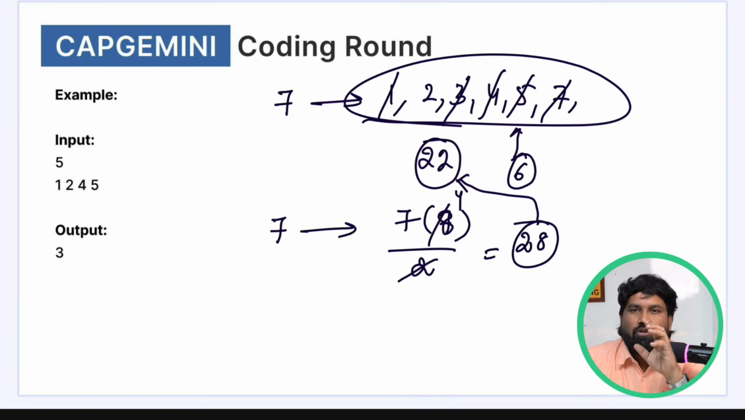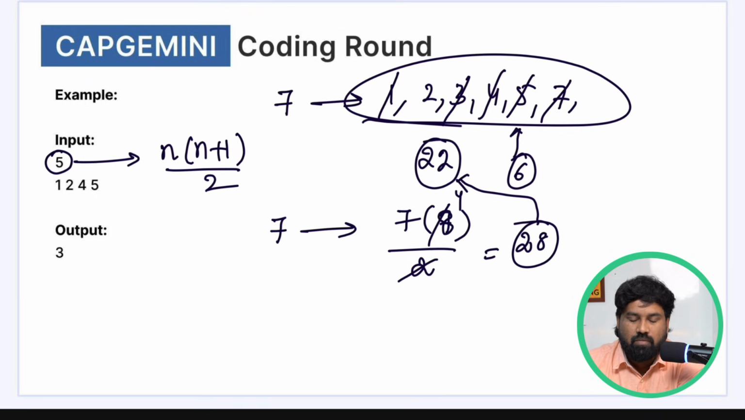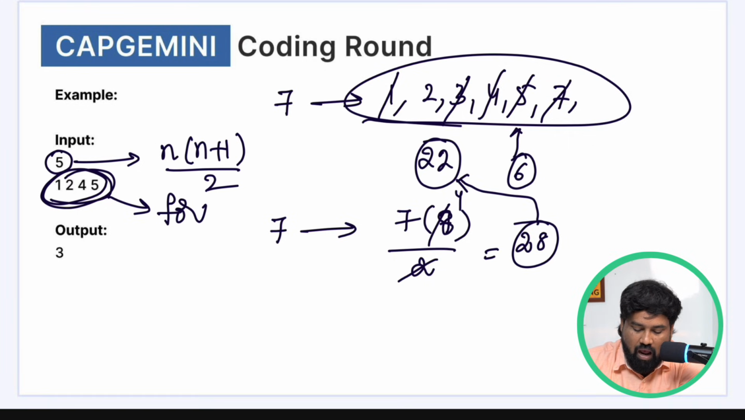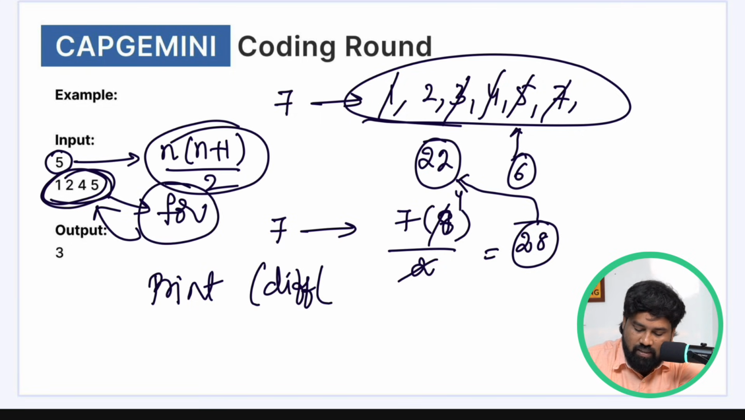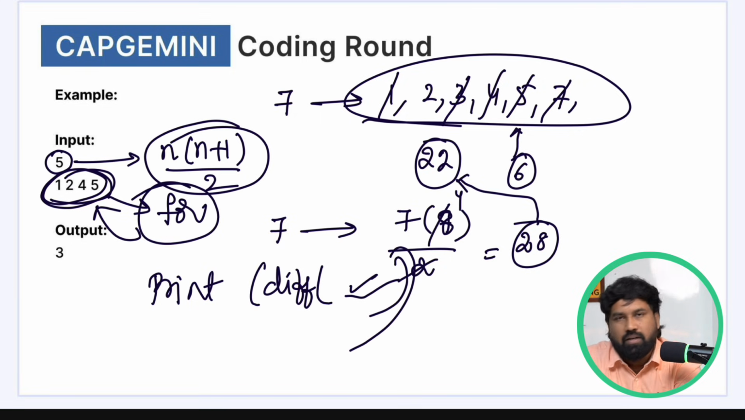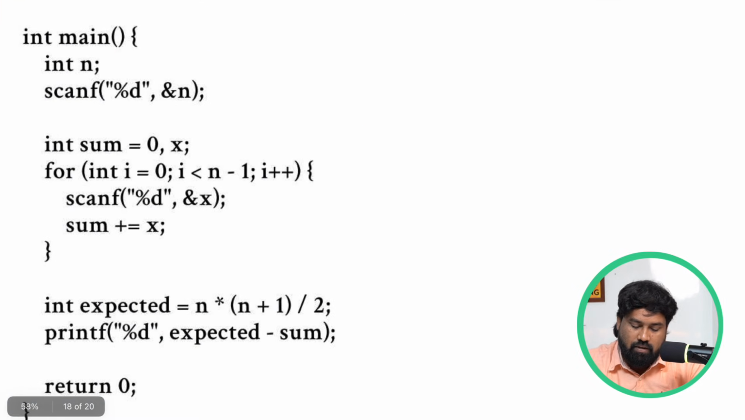So simply you have to find the sum of the first n numbers. That is n into n plus 1 by 2. So whatever value they give, I will immediately write the n into n plus 1 by 2 formula. And whatever elements they have given, I will use one for loop and add those elements. And finally I will print the difference between the first value and the second value. That's it, answer completed. So let's examine the C programming code here.